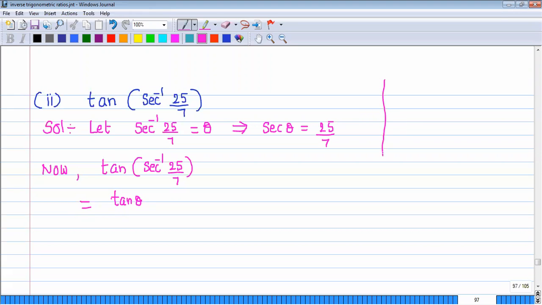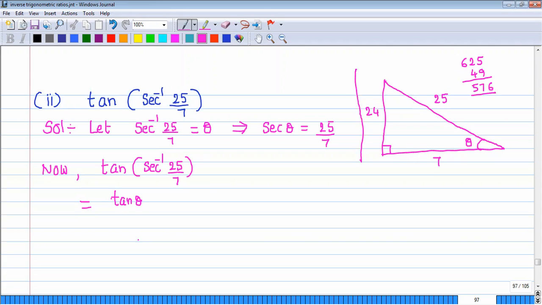So let us take a right angle triangle. It is not to scale, but no problem. Theta. As per the definition of sec theta, hypotenuse by adjacent, hypotenuse is 25 and adjacent is 7. 25 squared is 625, minus 49 is 576. The square root of 576 is 24. Tan theta is equal to, as per the definition, opposite side by adjacent, so you have 24 by 7. Correct?